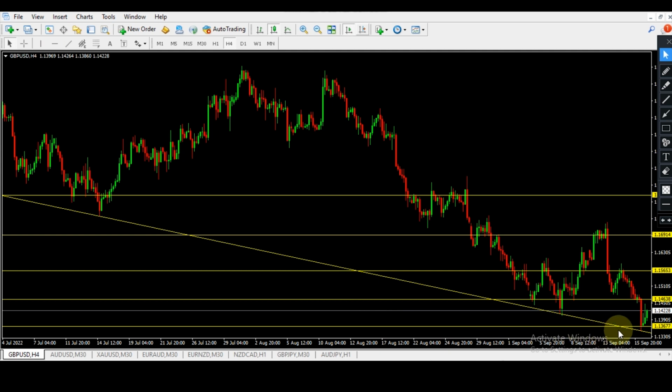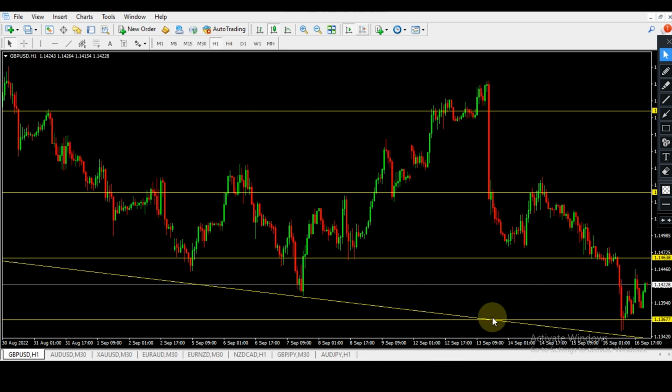We can see the market bounced at the trend line and also at this line over here. It found some horizontal support at this line, and also some support at this diagonal trend line. So we can see that the market is pushing to the upside. If I go to the H1, the market is pushing to the upside, and then there is this level here of resistance.